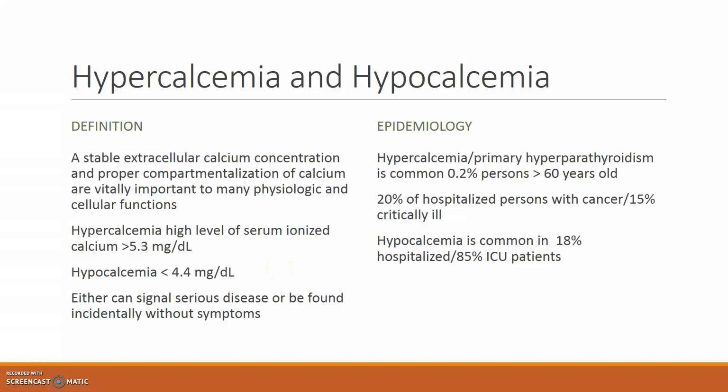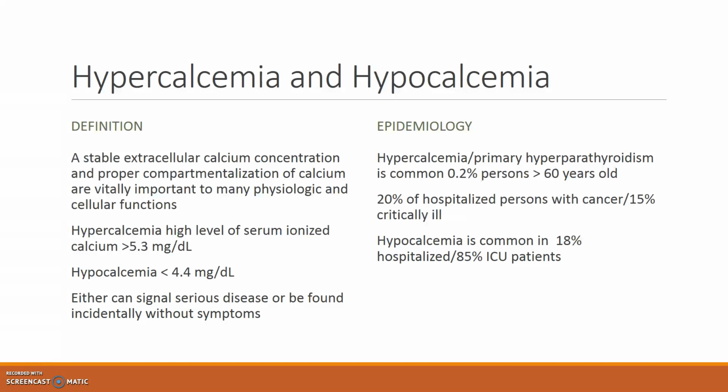Epidemiologically, hypercalcemia is caused by primary hyperparathyroidism, and it's the most common. It's in about 0.2% of all persons greater than 60 years old that present. An interesting epidemiological factor about hypercalcemia is about 20% of hospitalized persons with cancer have hypercalcemia, and 15% of patients that are hospitalized that are critically ill.